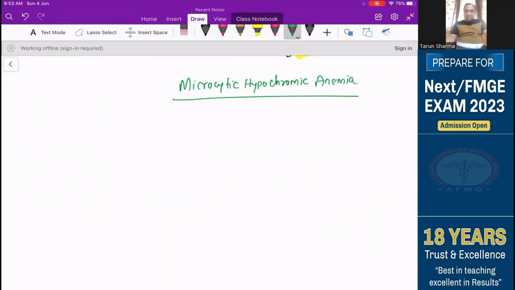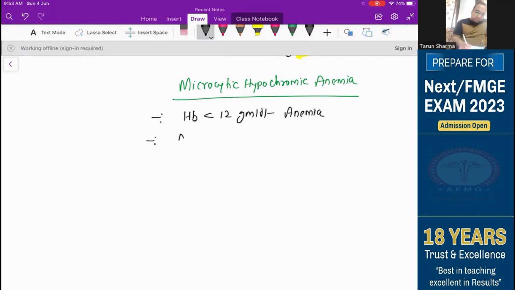Microcytic hypochromic anemia. Okay, so how are you going to make the diagnosis? It's very simple. Just see the hemoglobin. Hemoglobin will be less than 12 grams. That is the definition of anemia.